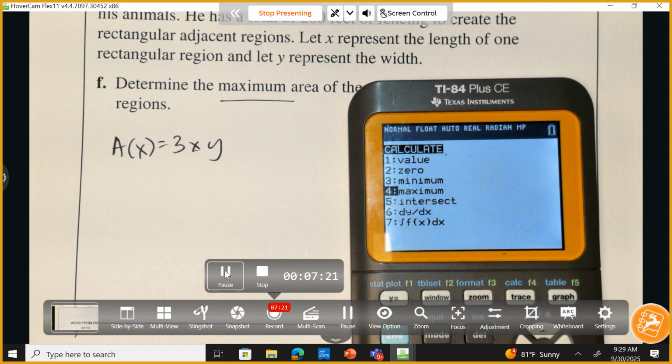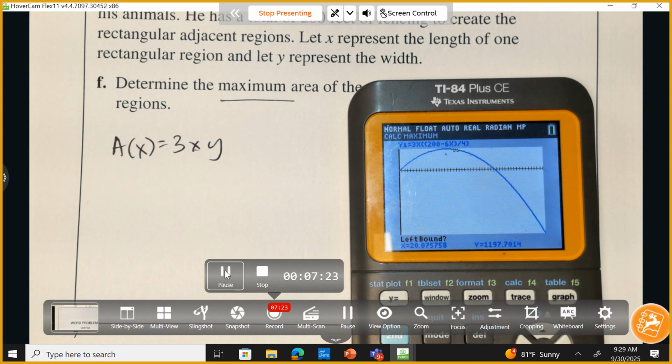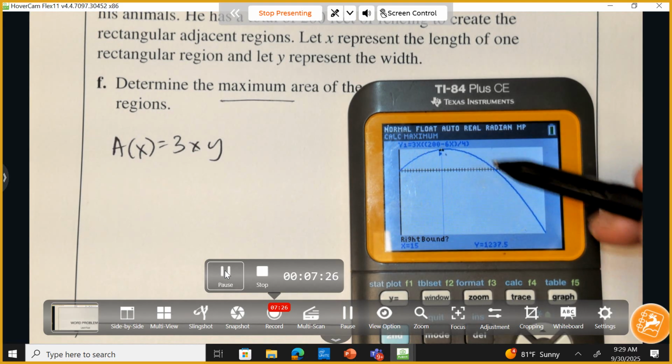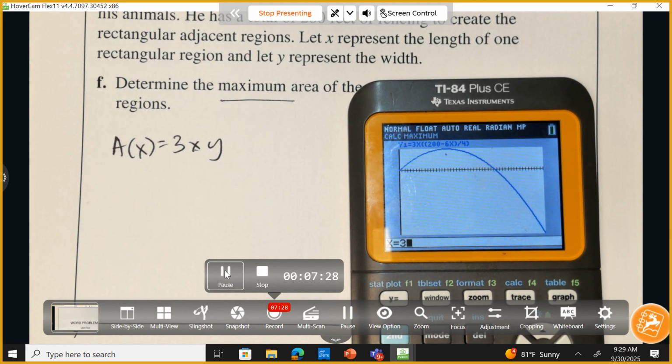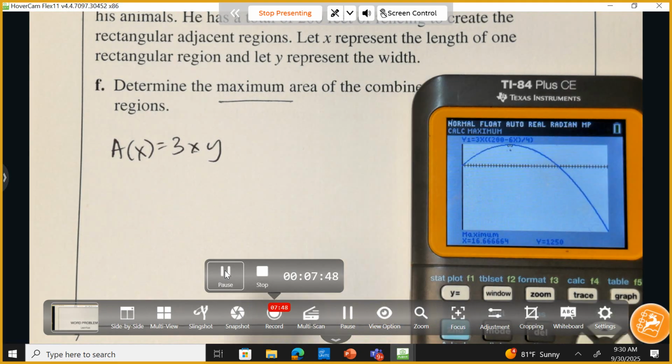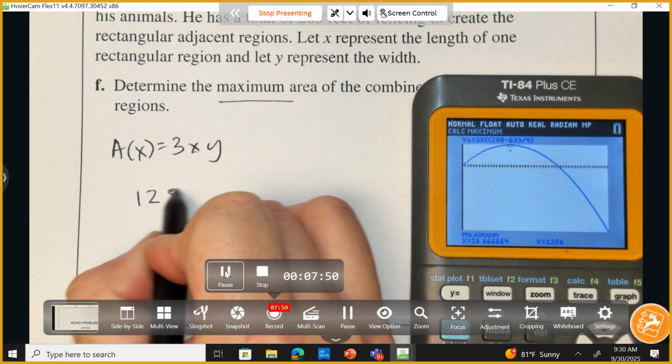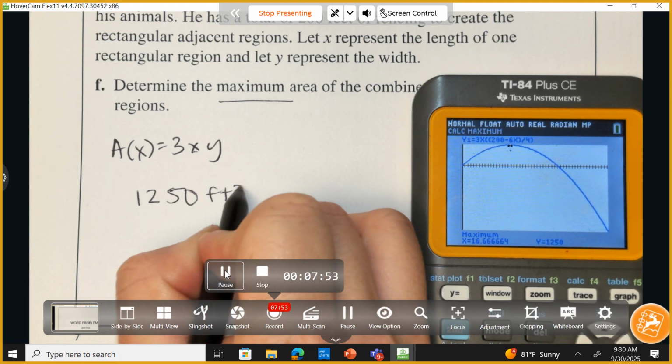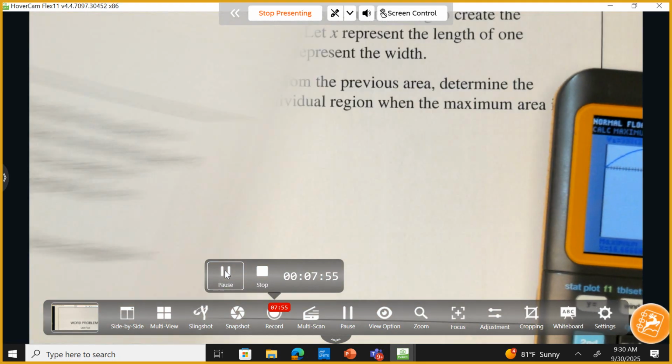How do I achieve that? Second, calculate maximum. I'm choosing a value over here, for instance like 15, and a value over here, maybe 30, and then pressing enter in between. This is the answer. What does this mean? This is the maximum area of the 3 combined rectangular regions, and that occurs when x, or the length, is equivalent to 16.6 repeating. So what is the maximum area? 1,250 feet squared. Next question.